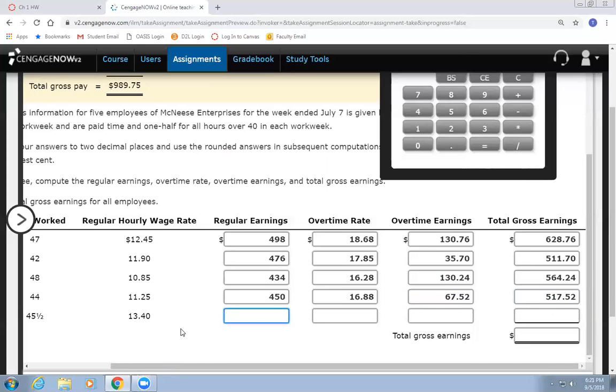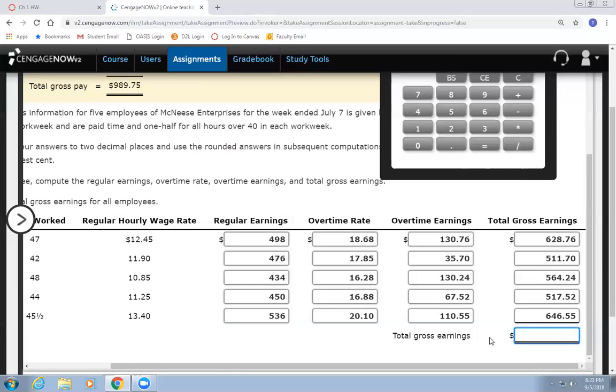And then last but not least, we have our last employee who worked 45.5 hours at $13.40 an hour. So what are this person's regular earnings? Perfect, $536. And their overtime rate? $20.10. And overtime earnings on 5.5 hours? $110.55, perfect. And total gross earnings? $646.55, perfect. And then for the whole pay period for all of our employees, we're just going to add up all of those gross earnings.